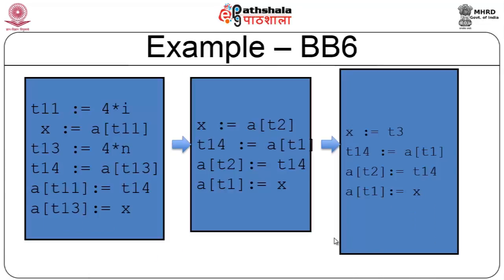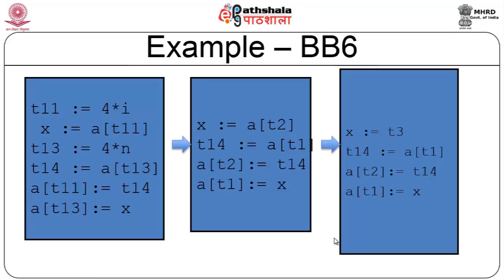Similarly for block B6, 4 into I is available from block B2, which we said is nothing but T3. So I can say here x is equal to A of T2. And 4 into n is computed in block B1, which is nothing but T1. Therefore, T14 is equal to A of T1, and so is the case with A of T2 is equal to T14 and A of T1 is equal to x. Because T11 is anyway 4 into I, that is replaced with T2. So, I have done that optimization here.